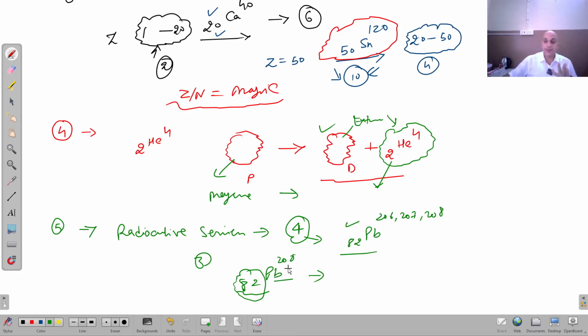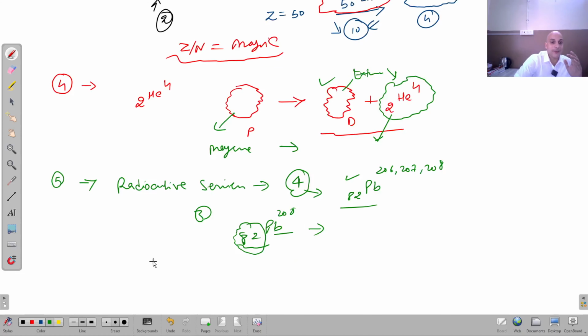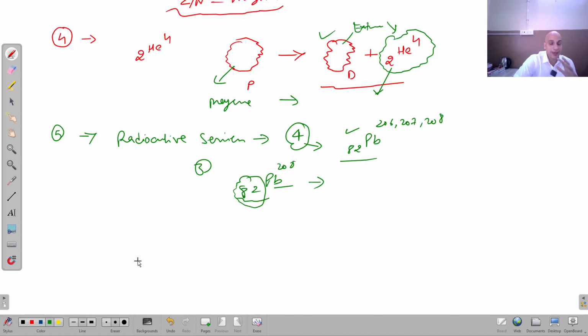So the radioactive series: the experimental evidence that comes from the stable end products of the three radioactive series also points toward the extra stability of these magic nuclei, right? Now I am coming to the next evidence. It is the quadrupole moment, right?